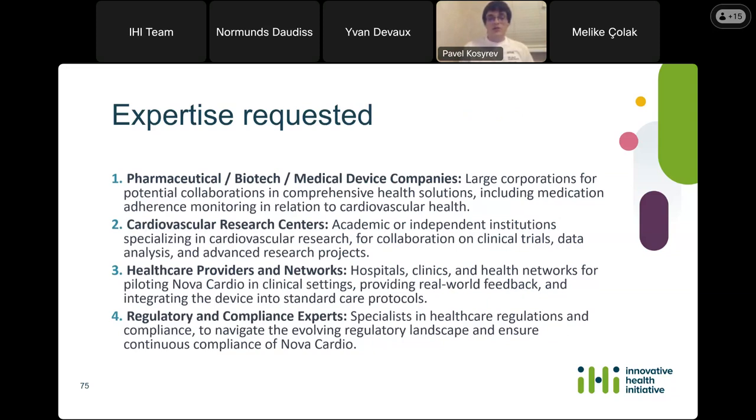Cardiovascular research centers, that's the main point, how we can validate and move along the readiness of this technology. Healthcare providers, of course, we need to work with the hospitals and clinics to see the way for real integration. And regulatory and compliance experts, there are a lot of issues that need to be addressed in terms of making those type of technologies compliant.